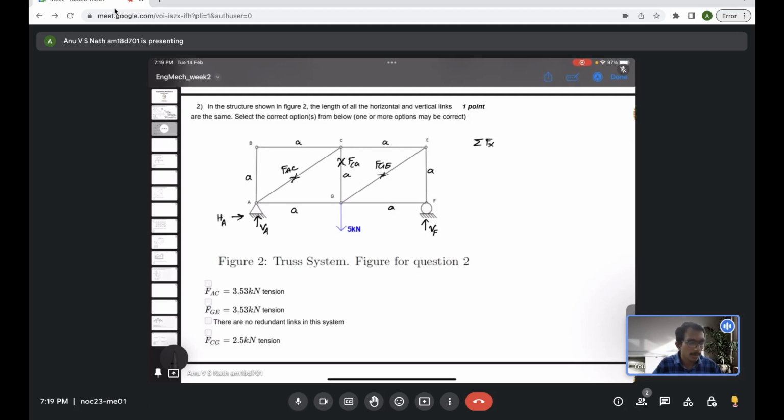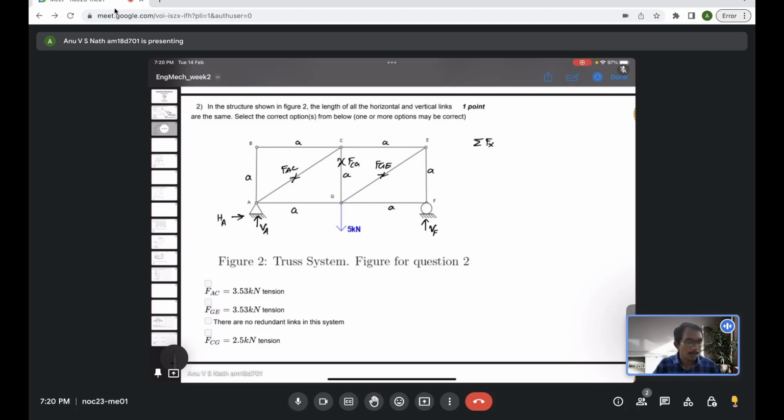So internal forces, when I say FAC, you can see it's a tensile force in the member AC. I mean, it can be tensile force. We have to check whether it's a tensile force or a compressive force. Doesn't matter. It's an internal force. It will act on the body in both ways, so it will be cancelled.